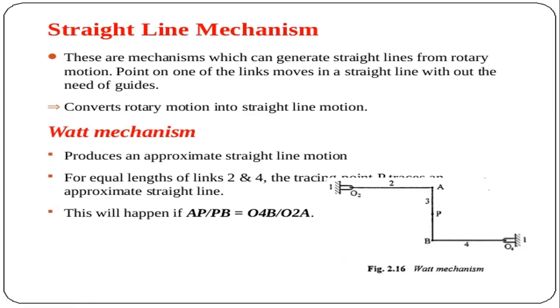It has the equivalence of links 2 and 4, which are parallel to each other and fixed at one end. Here you can see the fixed ends. The second link is taken as 1, and the fourth link is also taken as 1. The link between A and B is taken as the third link, and P is the midpoint of that link, the tracing point of the approximate straight line.